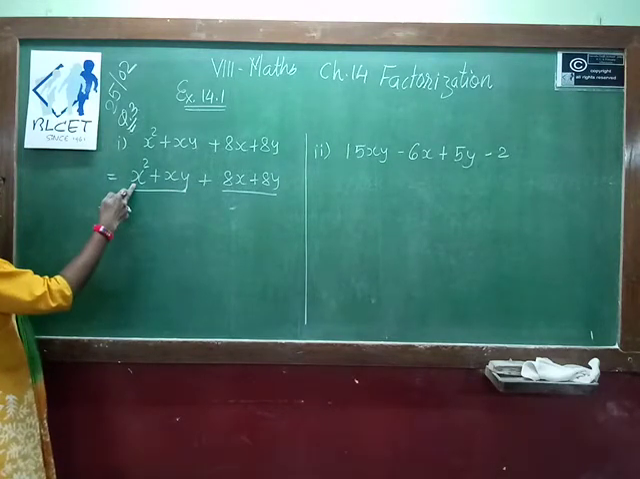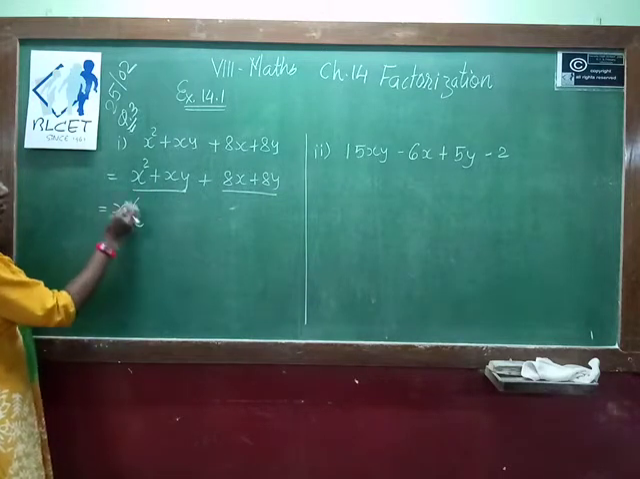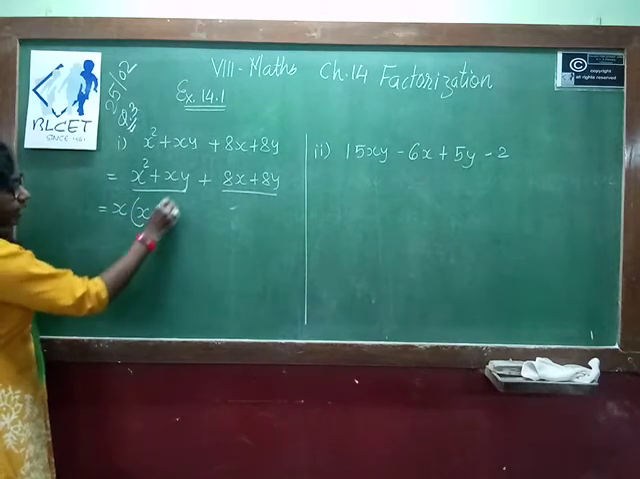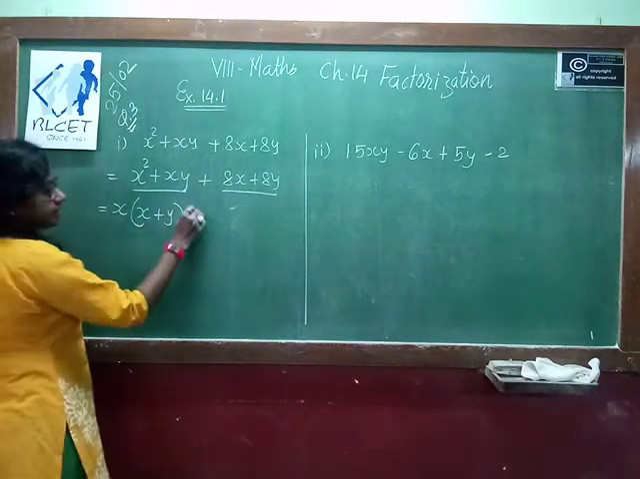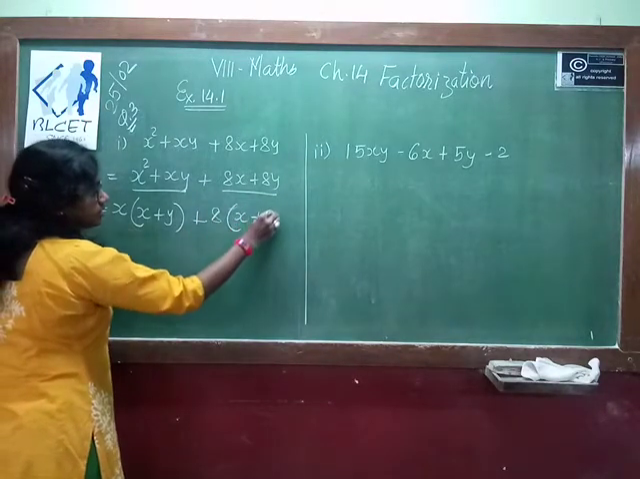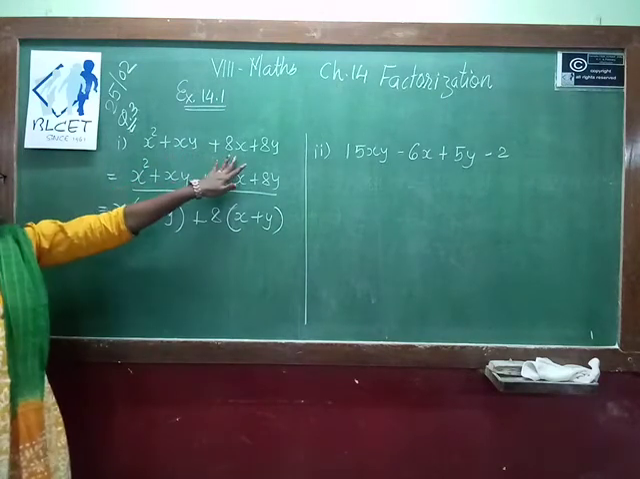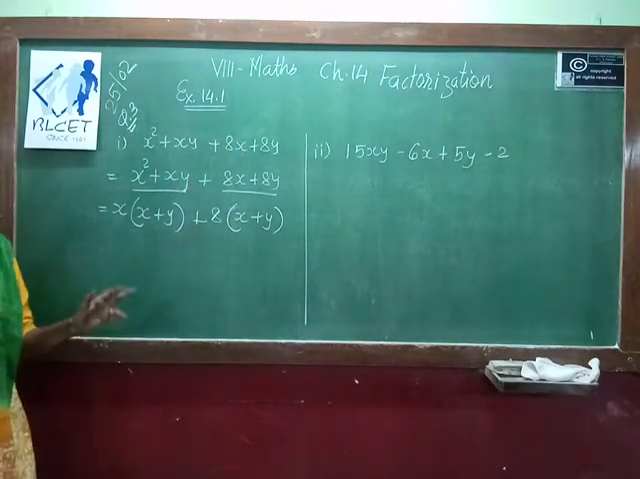From x square we take x as a common, and here also we take x as a common. So what is left? 1x is out, so 1x is left. So x plus y. This term is common, plus 8 is common. What is left? X plus y. Again I am repeating. Regroup the terms. If it is in a group, then don't break it.